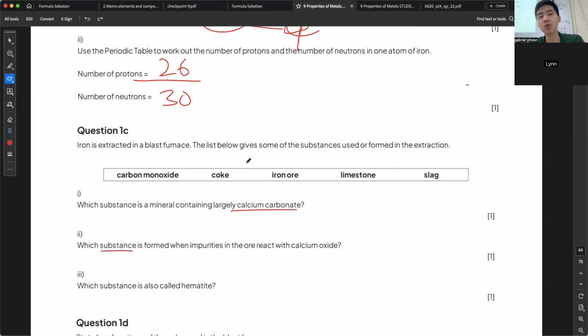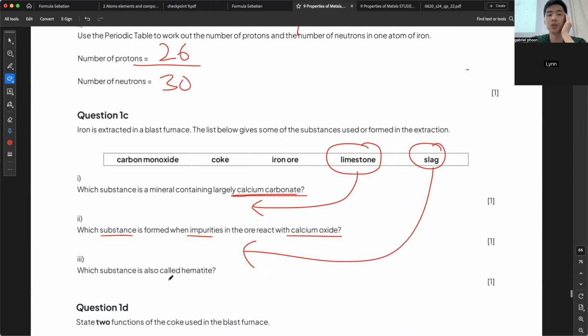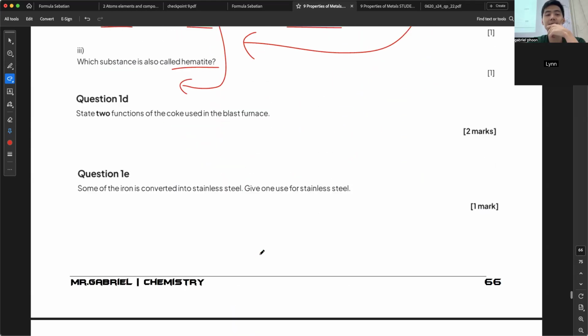Anyways, moving on to this next part. Which substance is a mineral containing largely calcium carbonate? I told you guys before, calcium carbonate is known as limestone. So this one belongs here. Which substance is formed when impurities of the ore react with calcium oxide? If you refer to the notes, it's known as slag, which is here. And which substance is called hematite? Hematite is essentially the iron ore, which belongs here. I think most of you guys get this one correct. Good.